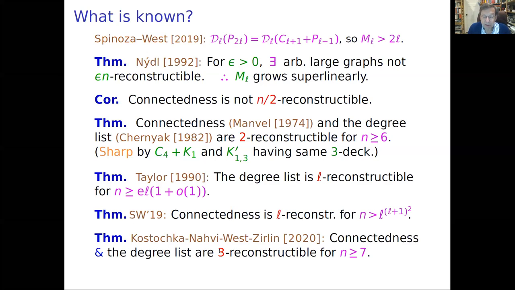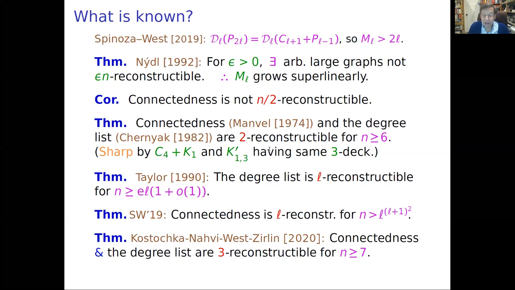Again, when we think about small L, Kostochka and his students and I proved that connectedness and the degree list are both 3-reconstructible when n is at least seven. Now, remember that the 2-deck tells you the 3-deck. So if you know this result, that implies the results up here about 2-reconstructibility, as long as you check out the graphs with six vertices.